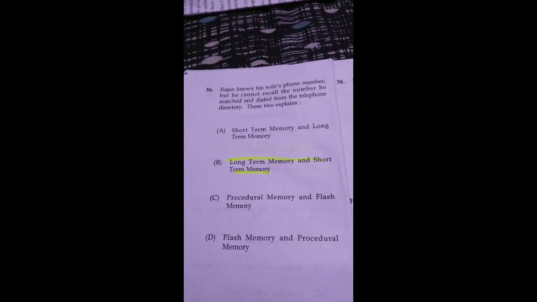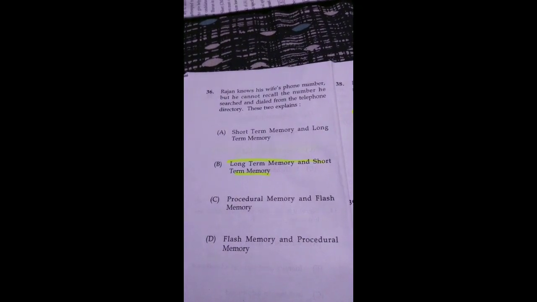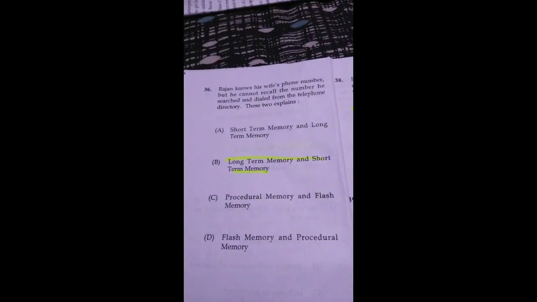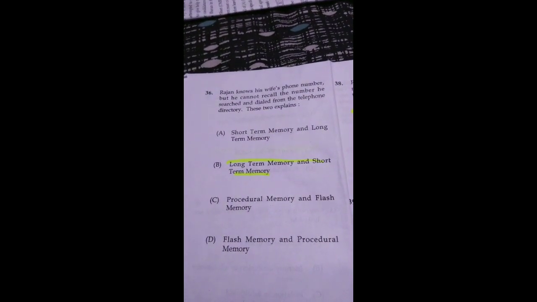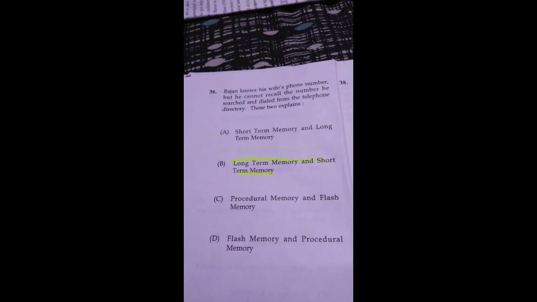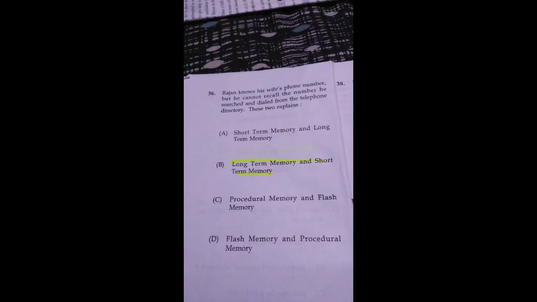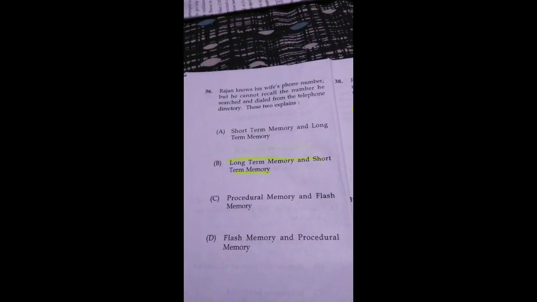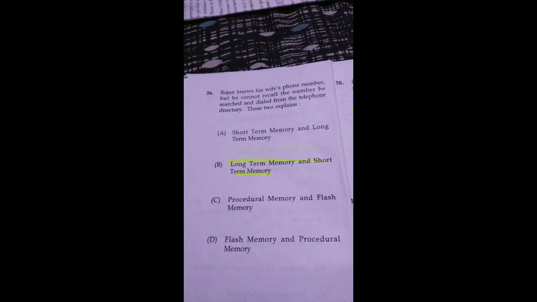Rajan knows his wife's phone number, but he cannot recall the number. He searched and dialed the number from the phone directory. These two explain short-term memory and long-term memory, long-term memory and short-term memory, procedural memory and flash memory, and procedural memory. Answer, long-term memory and short-term memory.